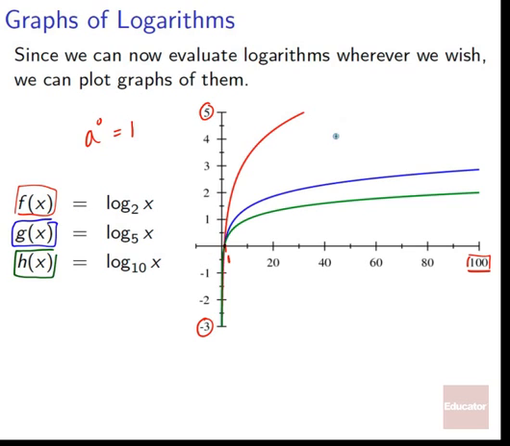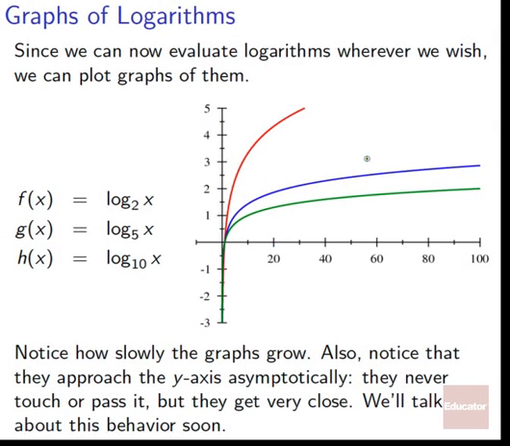And notice how slowly they grow, right? At 16, log base 2 is only at a meager 4. For log base 10, it takes getting all the way out to 100 to even get to 2, because 10 to the 2 equals 100. We're seeing a similar thing for log base 5. It has to get all the way up to 25 before it hits a height of 2 as well, because 5 squared is 25. And it's not going to hit a height of 3 until it gets to 125 as an input value, because 5 cubed becomes 125.